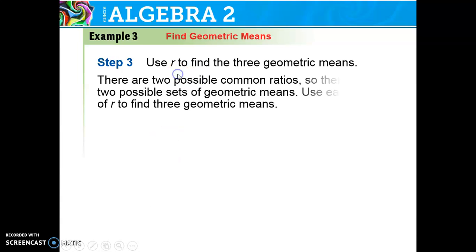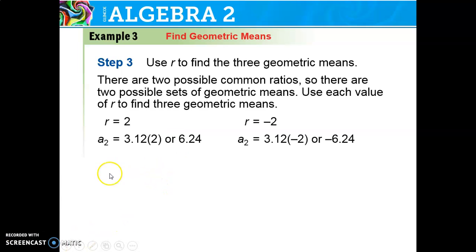So we can use r to find the three geometric series. There are two possible common ratios, so there are two possible sets of geometric means. You use each value of r to find the geometric means. So here are the two values of r.